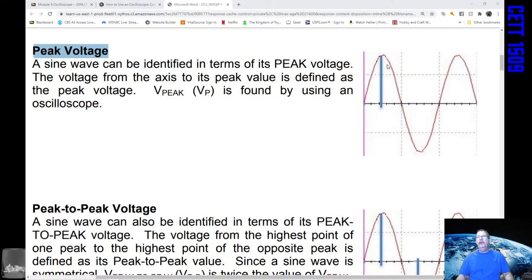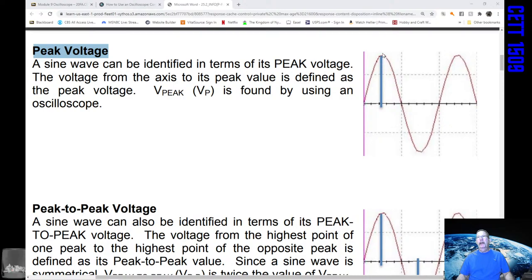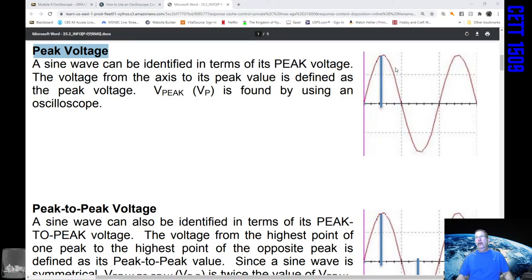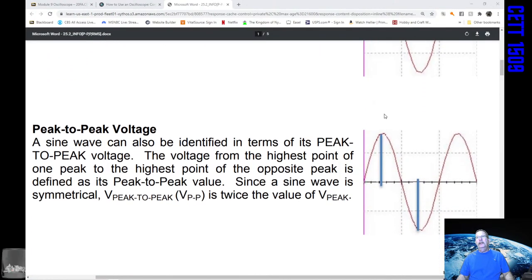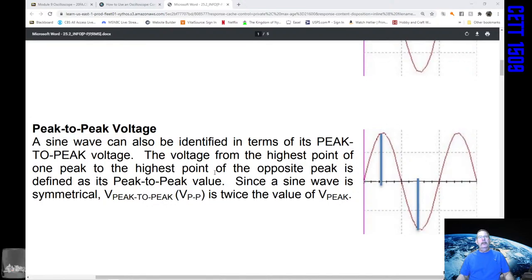This is like 1 3/4, right? One, and then about 3/4 of another one. So it's actually twice that, because it's not only in the positive direction that it's 1 3/4, but also in the negative. So the voltage from the highest point on one peak to the lowest point on another.